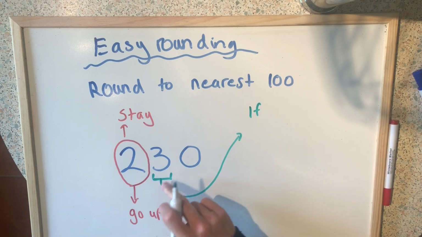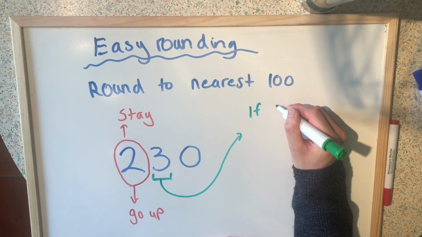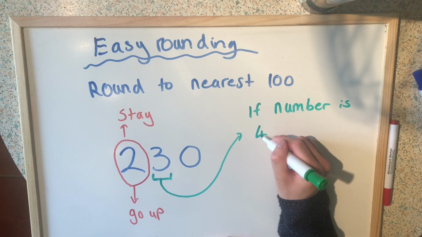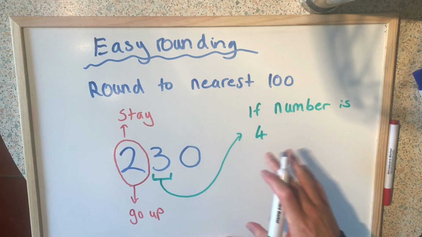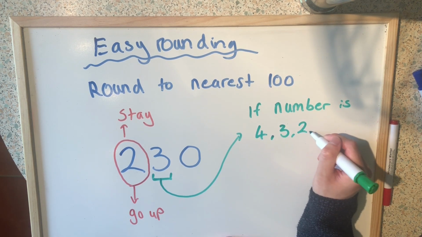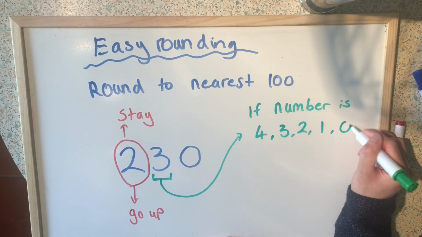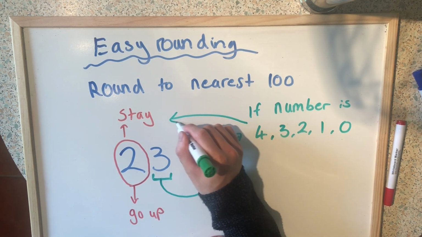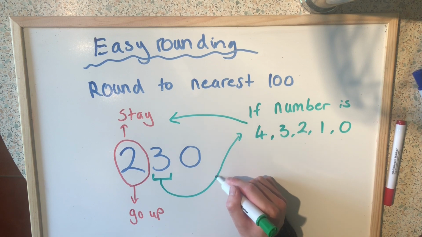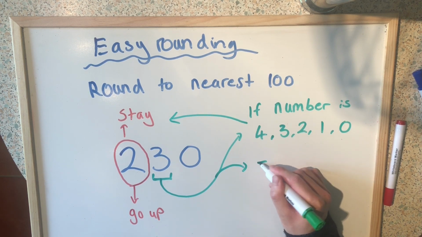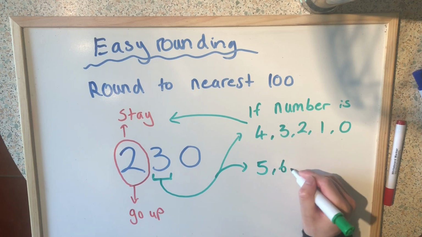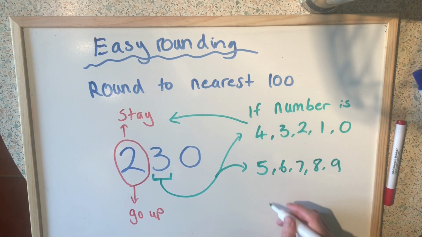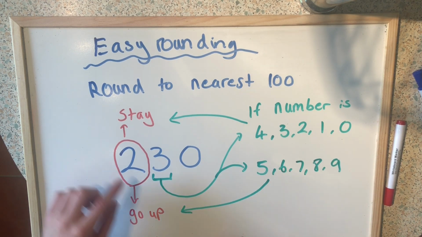So if this number is 4 or less, so 4, 3, 2, 1, and 0, then the number will stay. And if this number is 5 or more, so 5, 6, 7, 8, and 9, then this number will round up. So this number will round up.